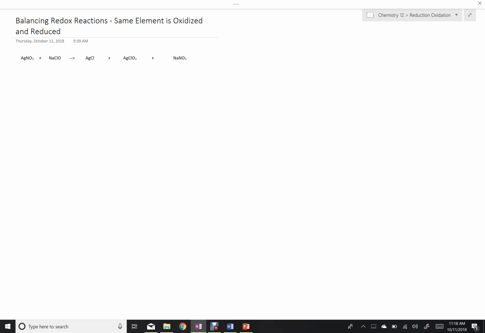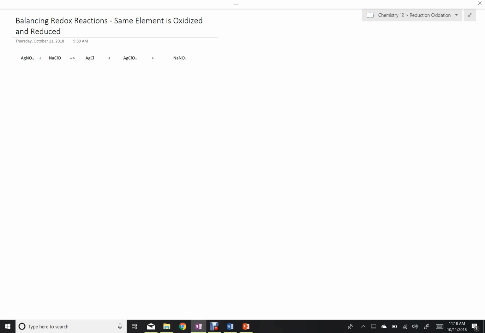Okay, more practice for balancing redox reactions. This one's a little bit different because in this example, we're going to have the same element getting reduced and oxidized at the same time. So here we have silver nitrate and sodium hypochlorite going to silver chloride and silver chlorate and sodium nitrate.